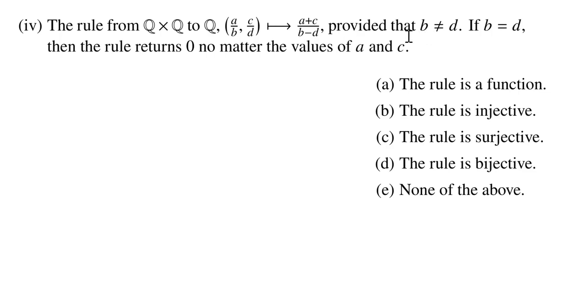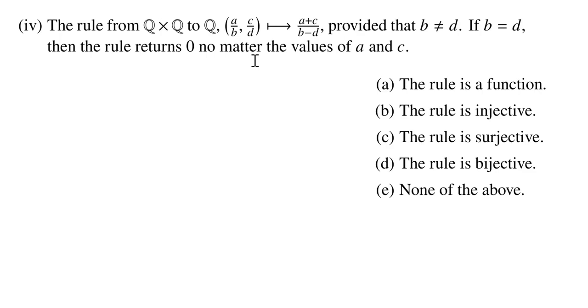Now, in order for this to be a rule defined on all of Q cross Q, we need to say what happens if b and d are the same. And so we said, okay, if b is equal to d, then the rule will return 0 no matter what values were in the numerators, whatever the a and c are.